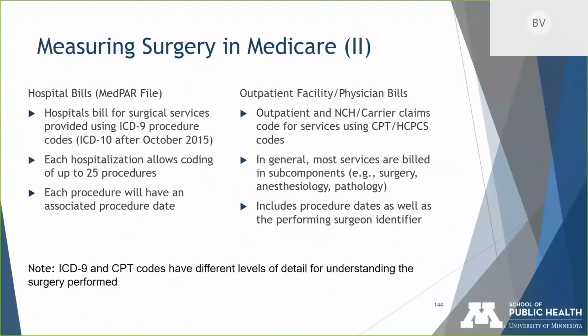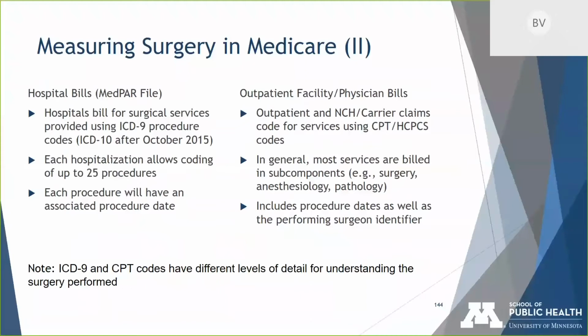Okay, so how do they show up in the data? Let's first look at the hospital bills that you'll see within the Medpar file. So hospitals bill for surgical services using ICD-9 procedure codes. And if you'll remember from earlier, the Medpar file includes one line per hospitalization. So each hospitalization will allow you to code up to 25 procedures. So you would look within each of those 25 procedures for an individual who is diagnosed, and then you will be able to find an associated procedure date. So you'll be able to know the procedure that occurred and when it occurred, which is more information than you do have within the SEER cancer surgery variables.